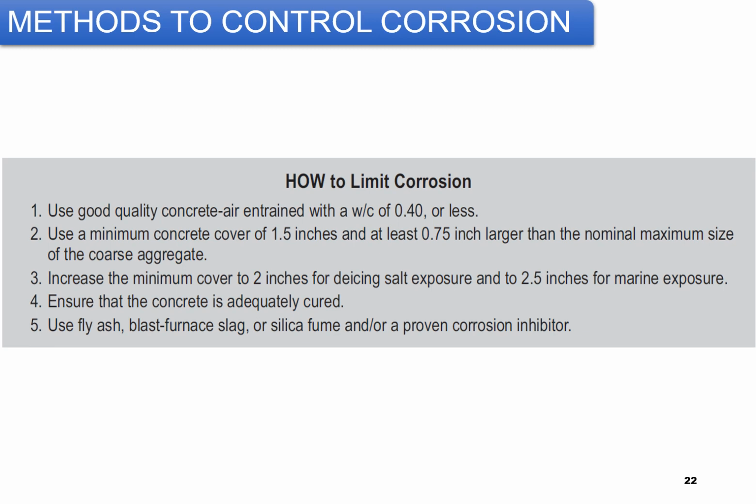Ensure that the concrete is adequately cured. Use fly ash, blast furnace slag, or silica fume, commonly known as supplementary cementitious materials or mineral admixtures, a proven way to limit corrosion of steel in the concrete structures.